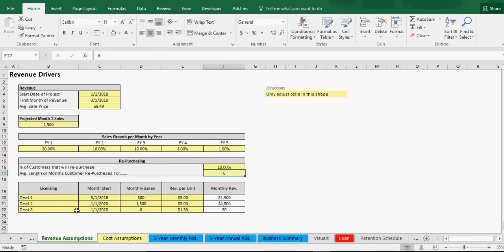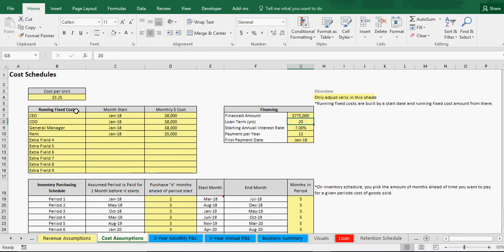Okay, so that's that. I'm pretty sure you guys got a good understanding of what is going on there now. Now if we go to cost assumptions, pretty straightforward. We have our cost per unit. You just enter that there. It's a one entry. And then you've got your running fixed costs, such as the CEO, COO, general manager, rent, whatever costs you have that are just fixed. You can pick the month you plan on them starting. So obviously, if you don't want the CEO to start until, let's say November, and the COO until March of 2019, you put their fully loaded monthly costs here, and that will all populate.